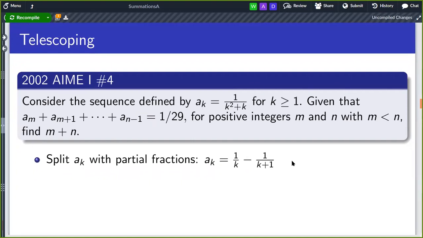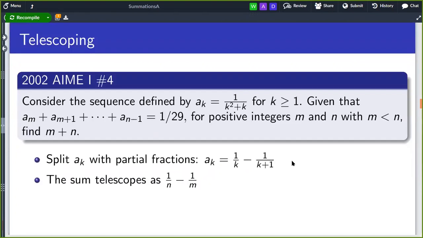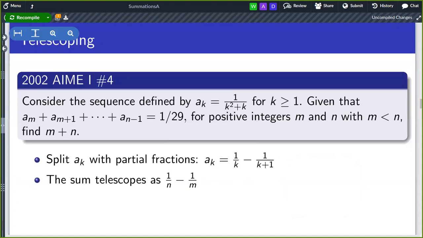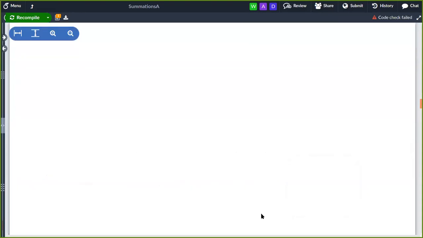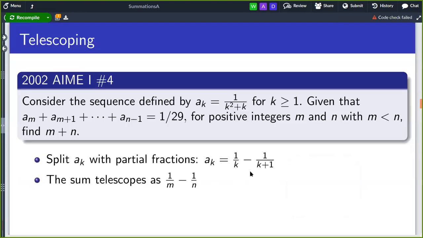So we're just going to do standard telescoping, and it's going to be 1 over m minus 1 over n. It looks like I reversed the two numbers at first; it should be 1 over m minus 1 over n. So now that we have this, we can just plug it back in: 1 over m minus 1 over n is equal to 1 over 29, and clear the denominators. And yeah, a lot of people are already ahead of me.